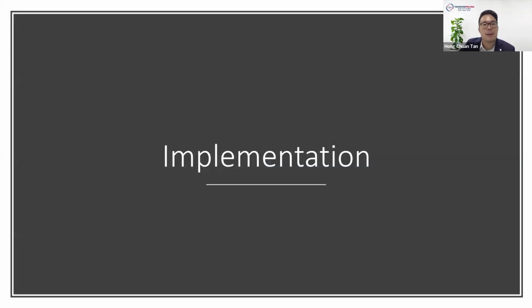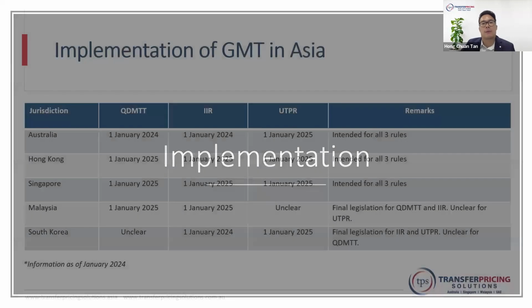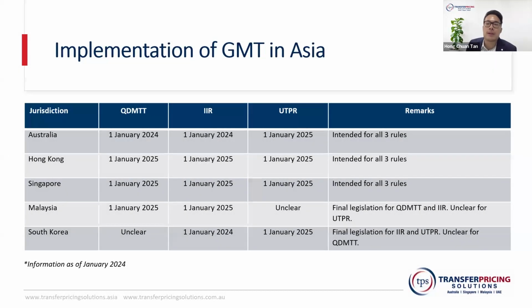Okay. So I think when we talk about the global minimum tax, it's always good to have an overview of what's happening, at least in Asia-Pacific, in terms of implementation of GMT. Let's look at Australia. Australia is one of the first jurisdictions that is very serious about the global minimum tax. So the IIR is effective 1st Jan 2024, and the undertaxed payment rule is 1st Jan 2025.